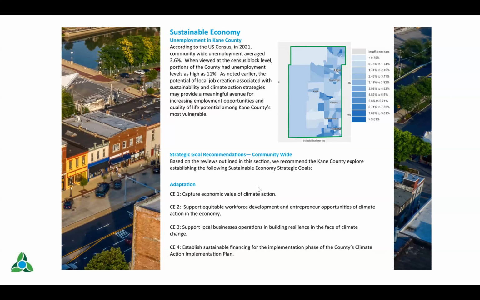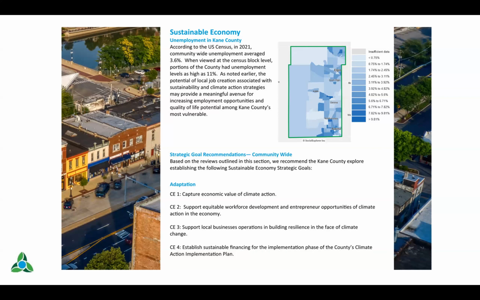Supporting equitable workforce development. Some of these changes mean jobs. Somebody will be building more solar panels. I can guarantee it. Somebody's going to be building more electric vehicles, et cetera. What can we do to capture some of these potentials for our people and to create workforce in our communities?